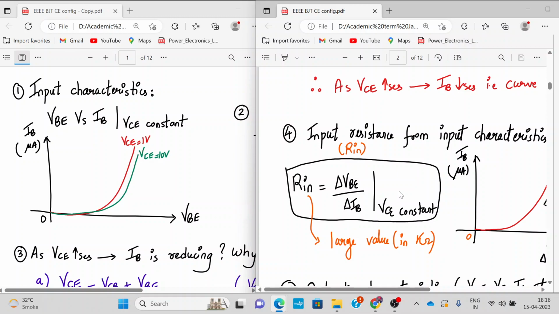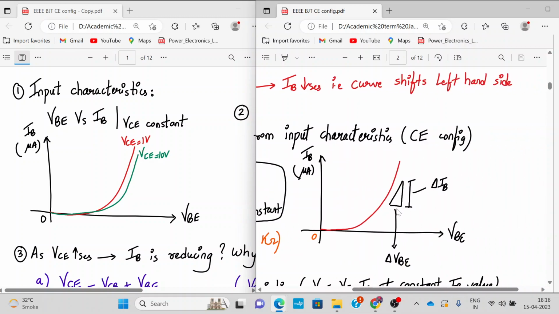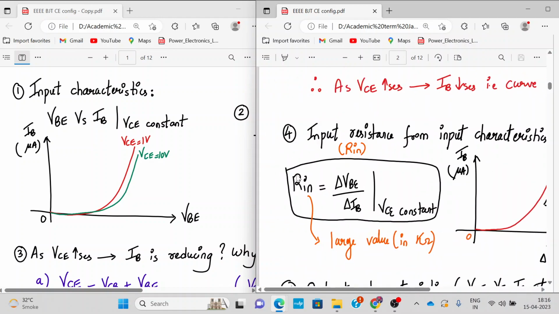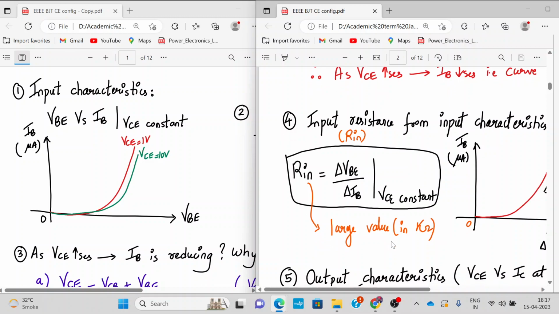As you can see, delta VB is a very small change and delta IB is a pretty large change, but it's in microamperes. So the Ri will be quite a large value, in kilo ohms. Okay, and this is done at a constant value of VCE. So from the input characteristics, we can determine the Ri value, the input resistance in common emitter configuration. It's a pretty high value, in kilo ohms.